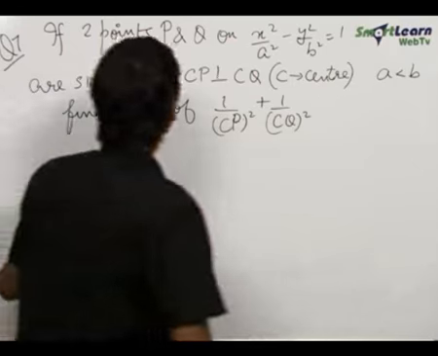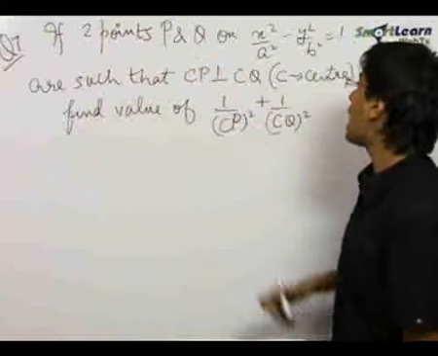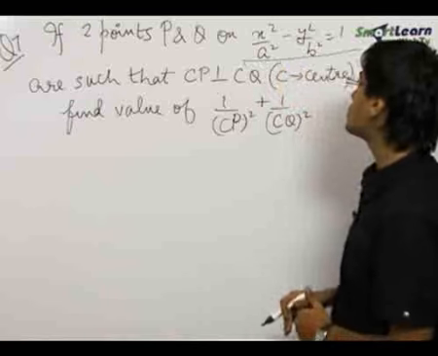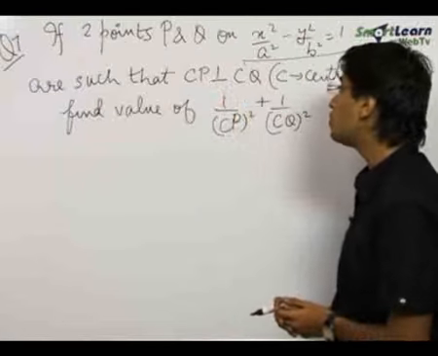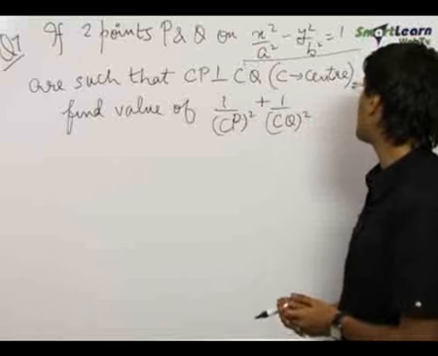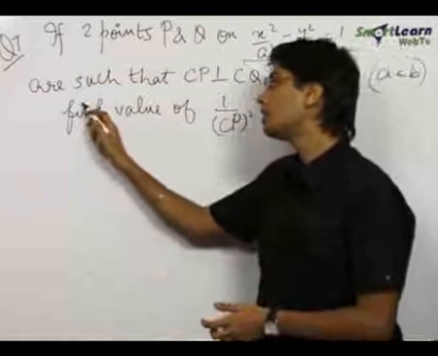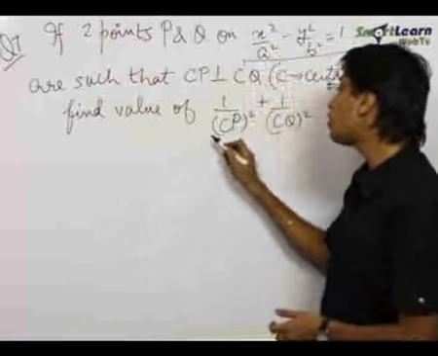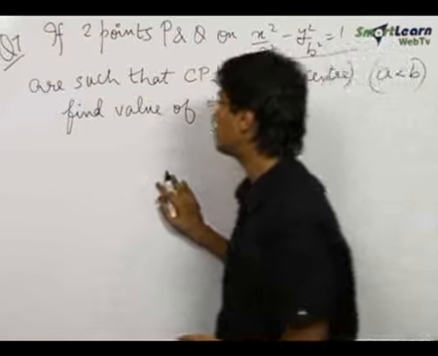In our next problem, we are given that there are 2 points P and Q on the hyperbola x square by a square minus y square by b square equal to 1, such that CP is perpendicular to CQ, where C is the center of the hyperbola and a is given to be less than b. Then we need to find the value of 1 upon CP square plus 1 upon CQ square.